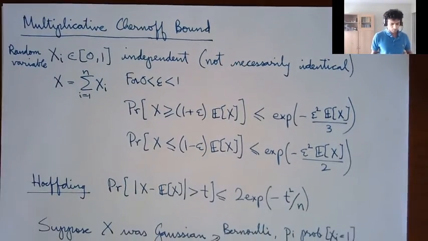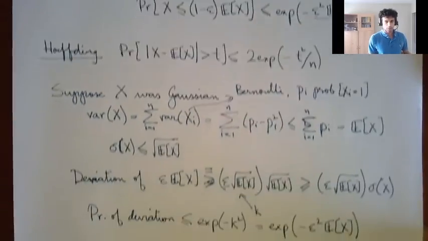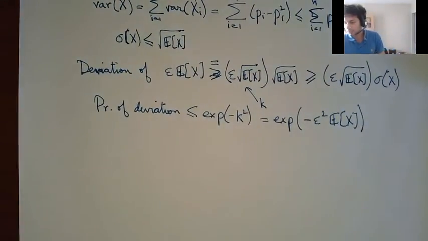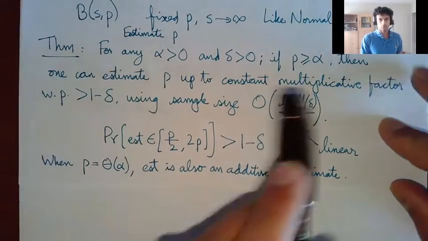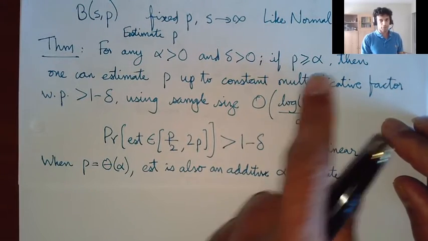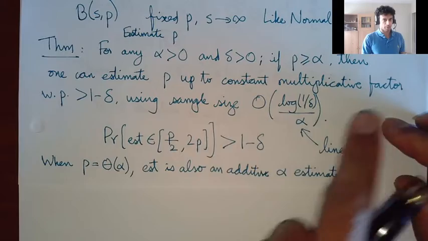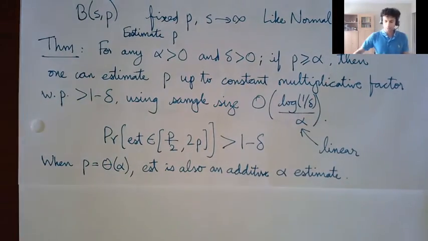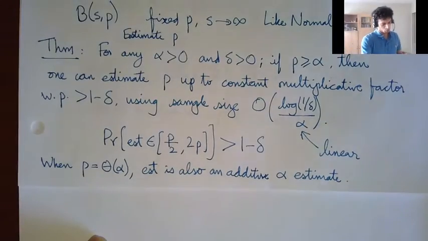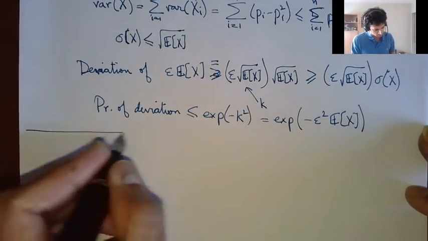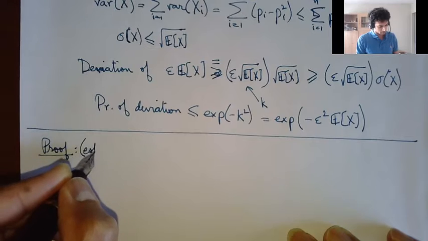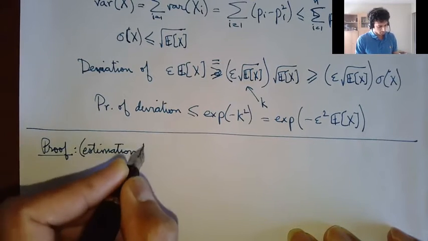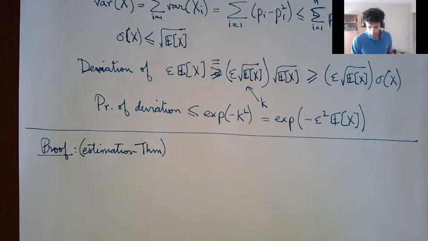All right. So now let me go back to the statement that I initially had, and let me show you that statement. I have p being greater than or equal to alpha. I want to estimate p up to a constant multiplicative factor using the sample size. Let's just apply the multiplicative Chernoff bound and see what we get. So I'm going to write the proof of the estimation theorem, not the proof of the Chernoff bound.